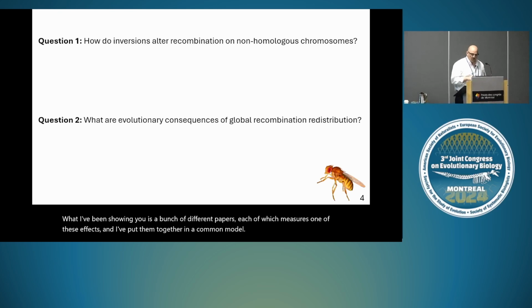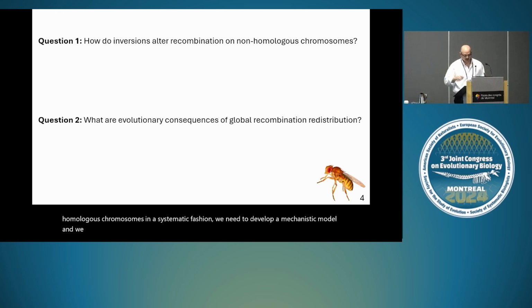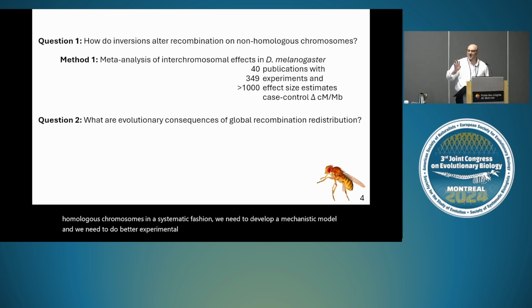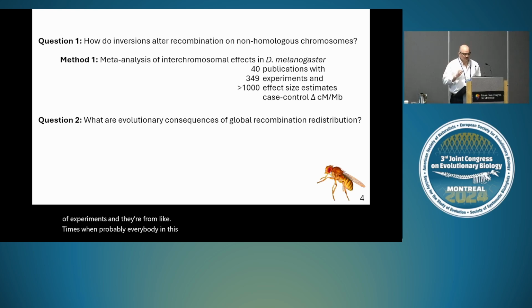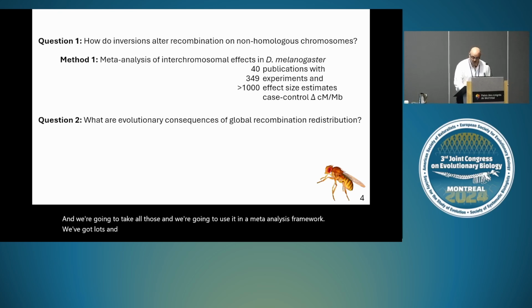So if we want to answer the question, how do inversions alter recombination on non-homologous chromosomes in a systematic fashion, we need to develop a mechanistic model, and we need new, better experimental data. Not going to show you that. What I'm going to show you is a meta-analysis. There are tons and tons of experiments, from times when probably everybody in this room wasn't born. We're going to take all those and use them in a meta-analysis framework. We've got lots and lots of data, which is great.